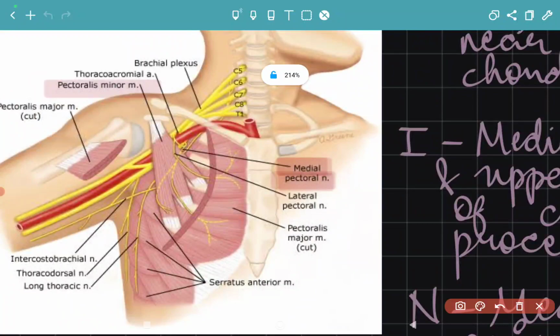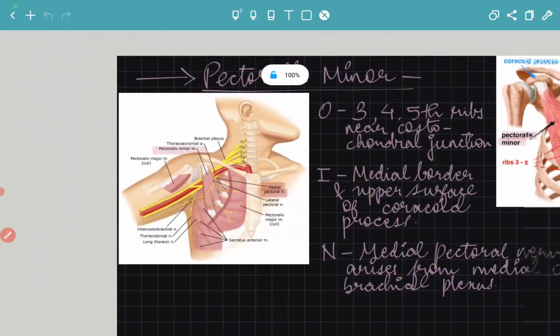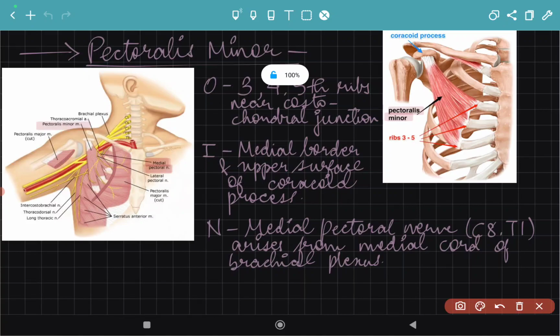Now let's see about the nerve supply. So the pectoralis minor muscle, which can be appreciated over here, is supplied by this medial pectoral nerve, which comes from the medial cord of the brachial plexus. We can see how the brachial plexus passes beneath the pectoralis minor muscle, and from there only, from the medial cord of the brachial plexus, the medial pectoral nerve is given to pectoralis minor. The nerve root for this medial pectoral nerve will be C8 to T1. So the medial pectoral nerve innervates the pectoralis minor muscle.